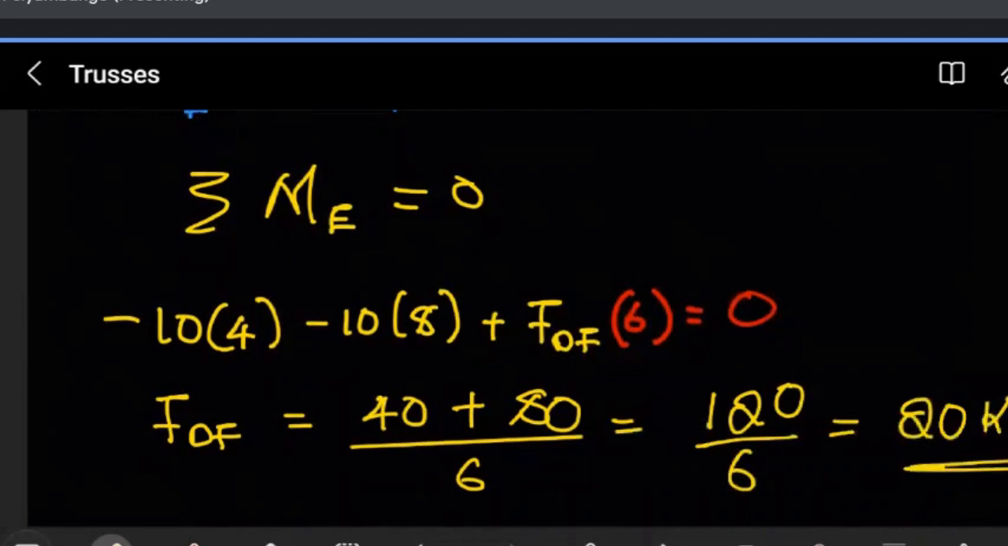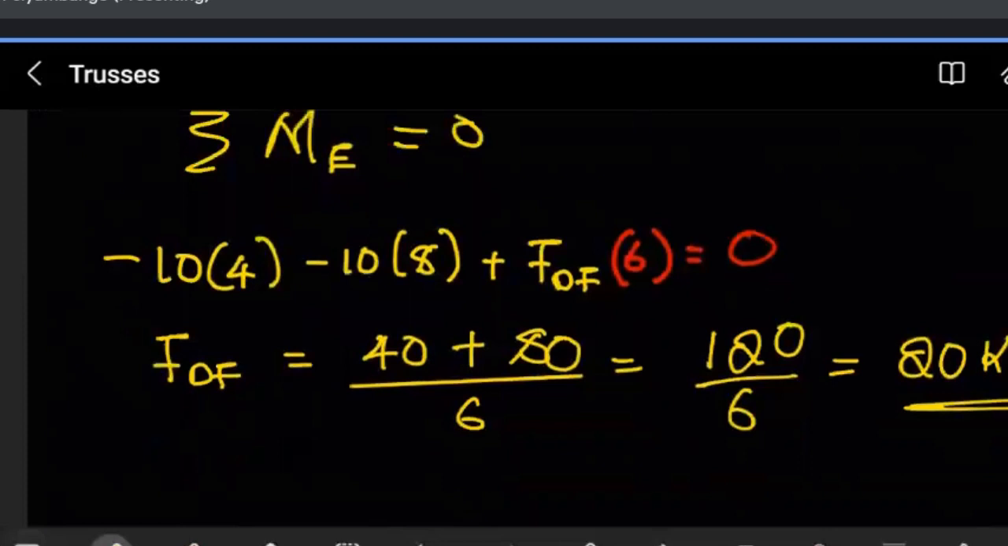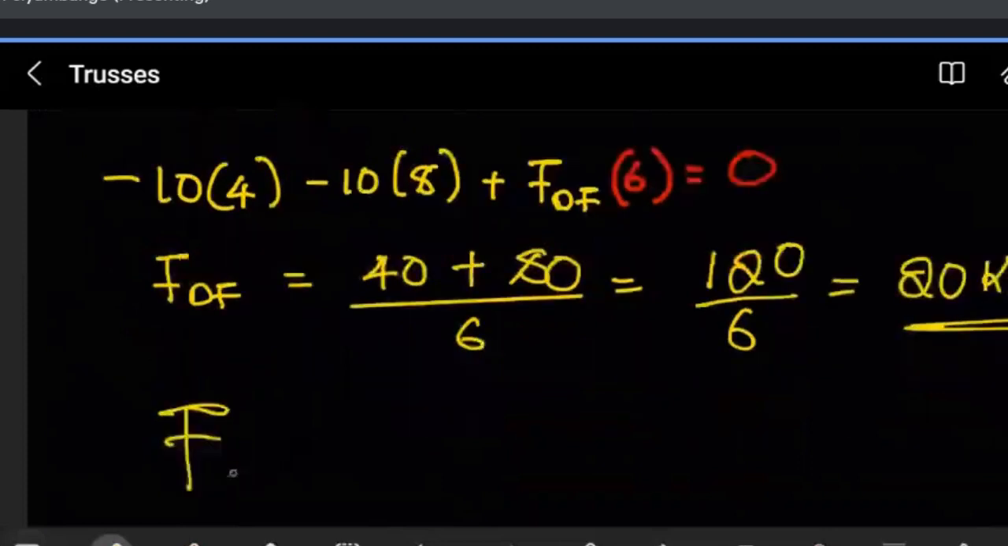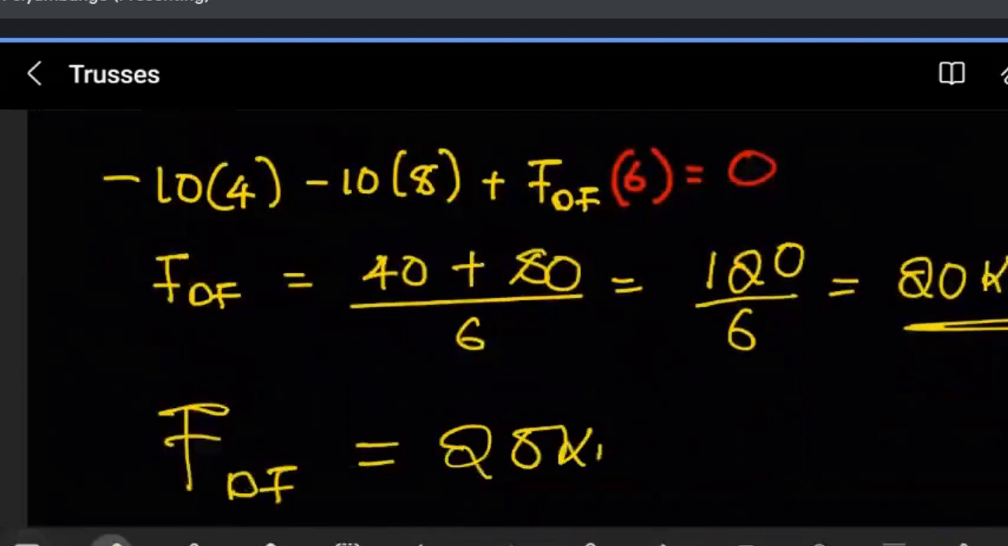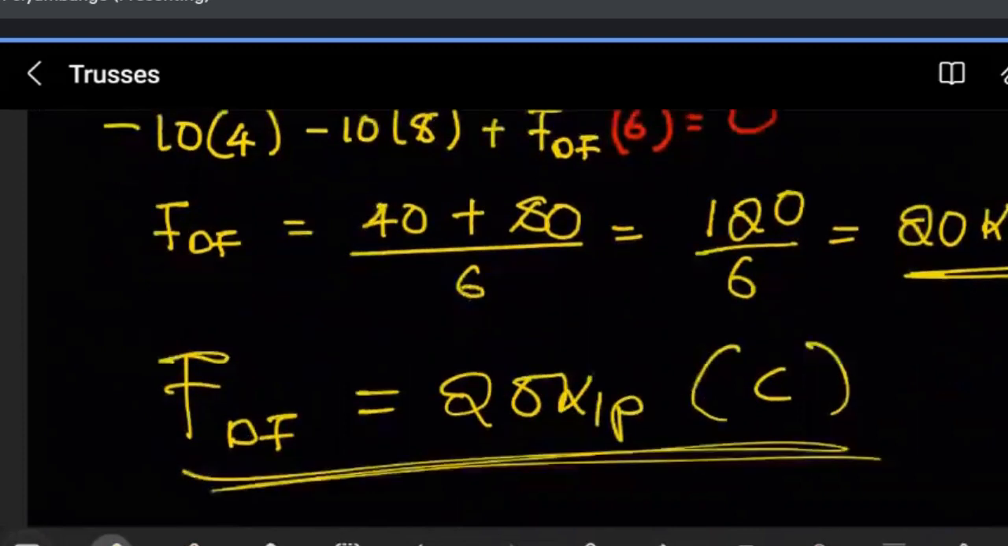Since FDE came out to be positive, the assumption that we made earlier on is going to hold. It was correct. So we assumed that all the members were in compression. So FDF was stated to be 20 kip. And the sense here is going to be taken as compressive. So with this, we have found what FDF is.